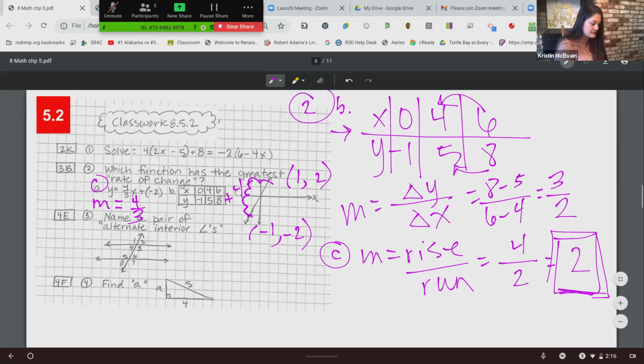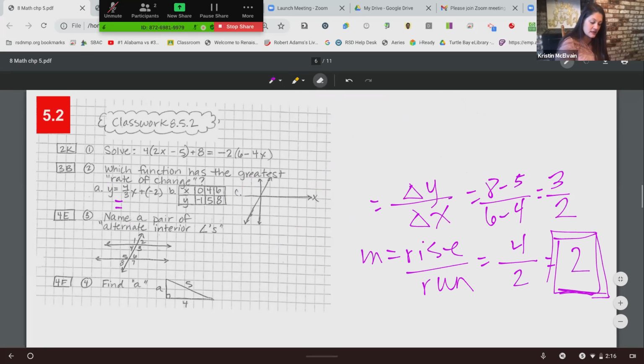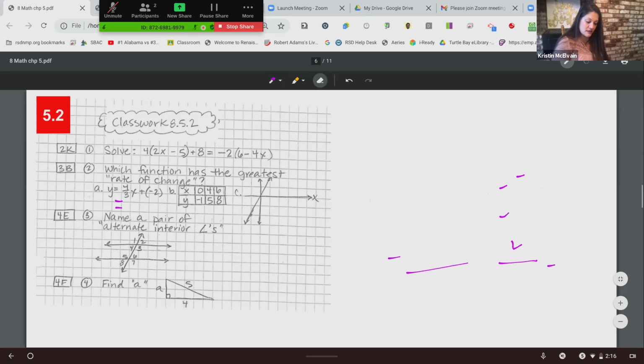All right. Go ahead and I'll erase all my scribbles, and we'll move right along to number 3. There we go. Number 3 says, name a pair of alternate interior angles. Okay, so we're looking at it. We want to have on the inside.